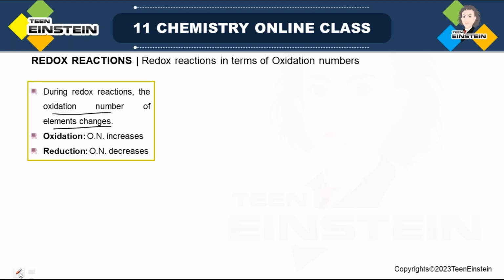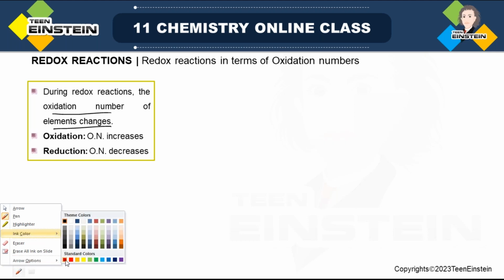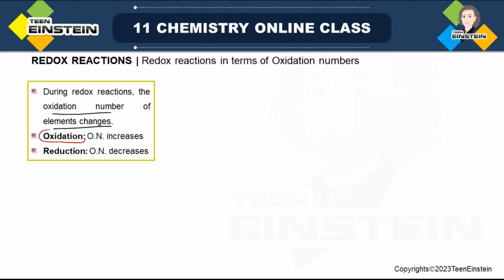Now see how we are defining oxidation. In terms of oxidation number, it is always increasing. Suppose before the reaction it is 0, and after the reaction it becomes +2. So it is obviously an increase in oxidation number. Or it may be that previously the oxidation number is -2, and after the reaction it is 0, then also it is an increase in the oxidation number.